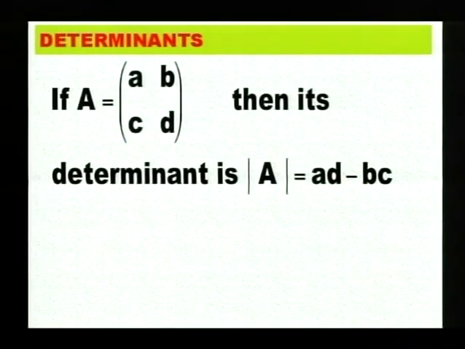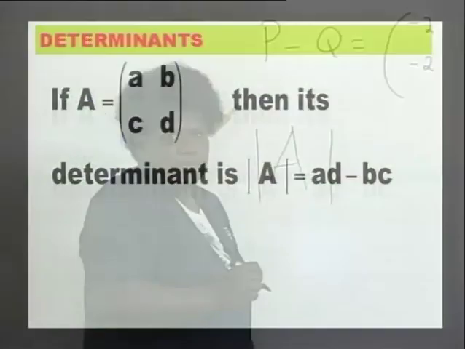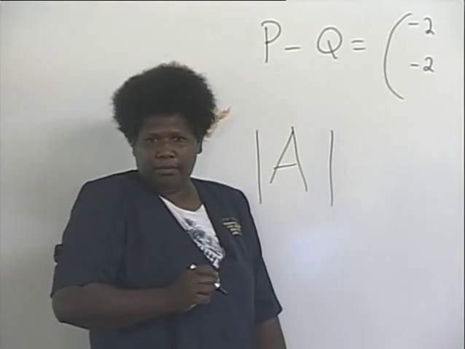This is now on determinants. If matrix A is a, b, c, d, then its determinant is the absolute value of A. I'll just explain what that means. We are going to do absolute value hopefully before the end of the year.